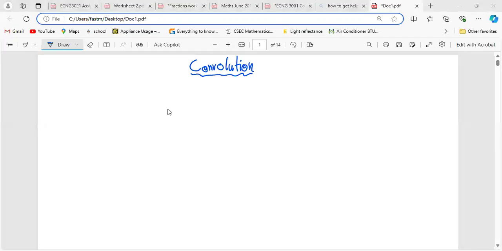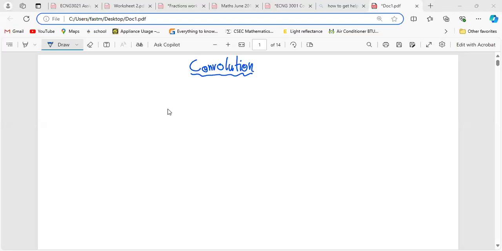All right, so yeah, so convolution. When you're doing convolution, just run through these steps and then I'll do a question on it. Once you know what to do, it's simple enough. It's not really a hard topic to get your marks in.